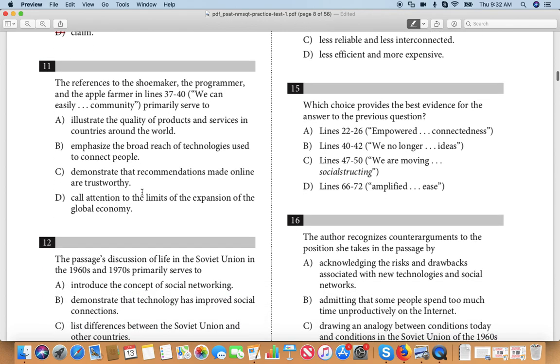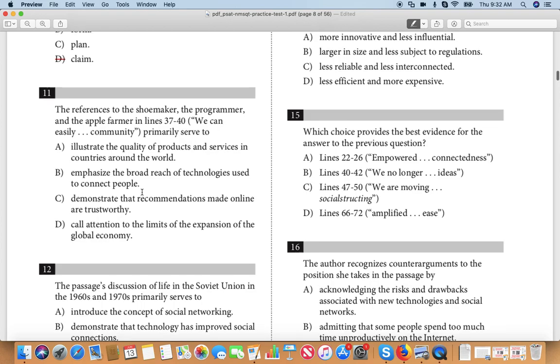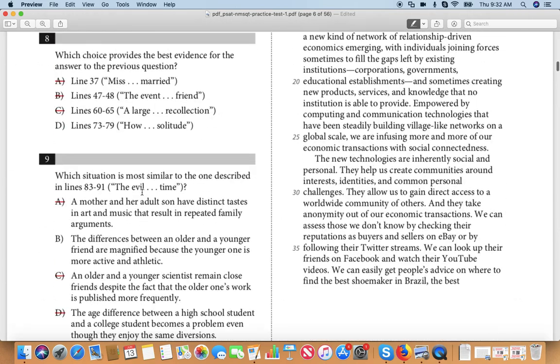Let's do question number 11. Go ahead and read that for me, please. The references to the shoemaker, the programmer, and the apple farmer in lines 37 through 40 community primarily serve to... Okay. Now, before we answer this question, what are we going to have to do? Go back to 37 through 40 and read it. Absolutely, right? And we're going to look for the purpose of those lines.